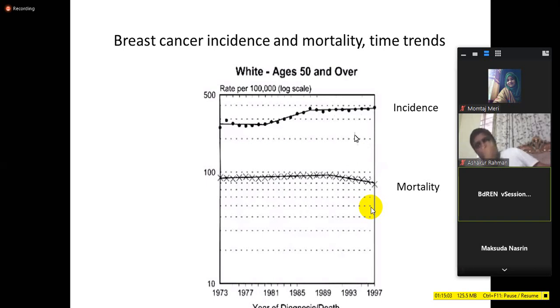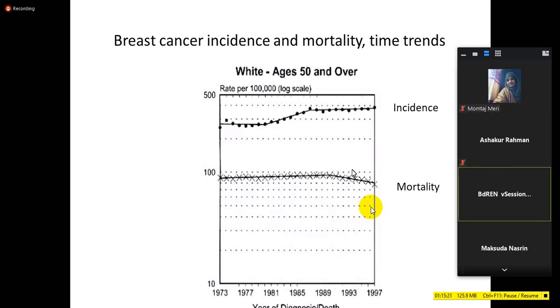This is actually because of the scientific development, technological development. Due to technological development, we can identify the persons who were undiagnosed before; we can diagnose them earlier. And for the same reason, since the technology is developing, we can treat them at the early stage, and that's why the mortality rate is also going down.